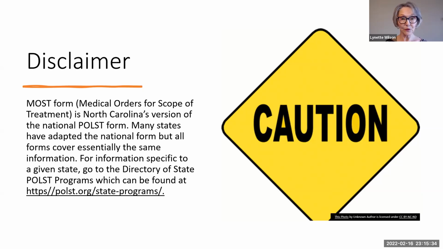Many states, like North Carolina, though, have adapted in some way the national form, but all the forms cover essentially the same information. Today, I'm going to be talking about North Carolina's form specifically because that's the form I know. But there is a website listed here that will give you information for any state. If you go to this website, you can click on your state and it will tell you what your form is called, how to get more information on it, and who the contact person is in your state for that information.